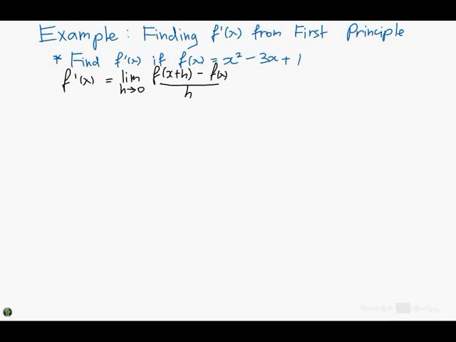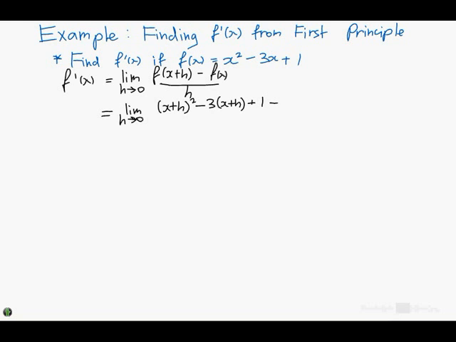So let's continue. Here f of x is x squared minus 3x plus 1. The first thing you want to do is replace f of x with your actual function. So let's go ahead and do that, remembering to write limit as h approaches 0 each time at the start of your line. So f of x plus h is simply (x plus h) all squared minus 3(x plus h) plus 1.